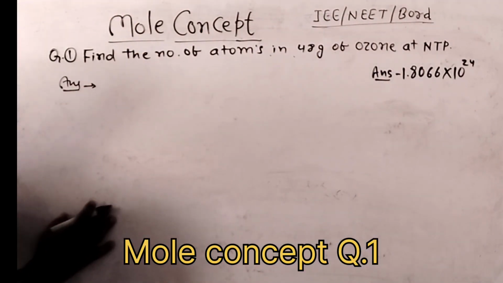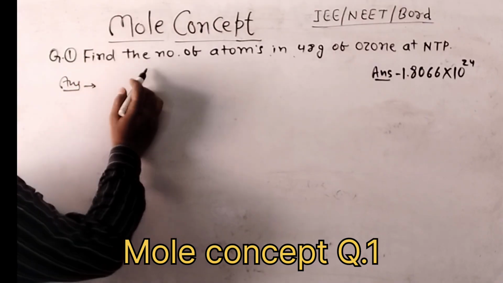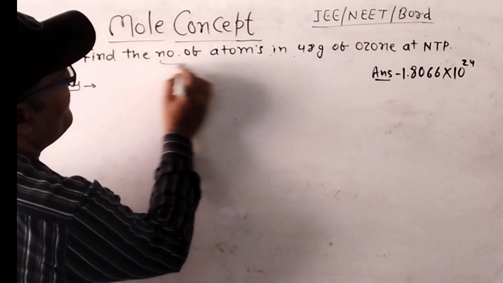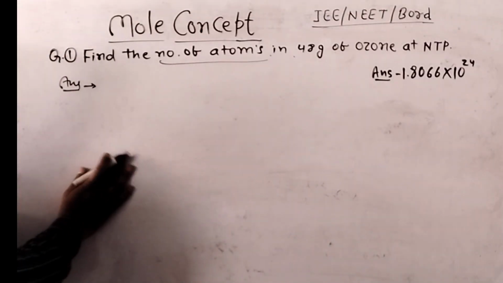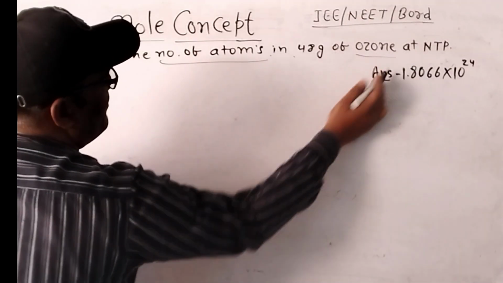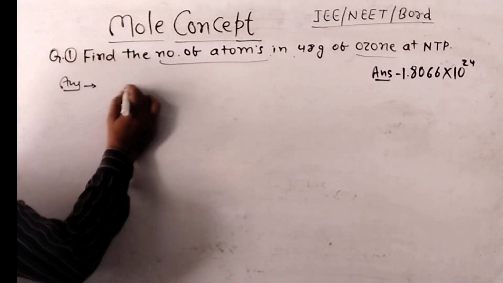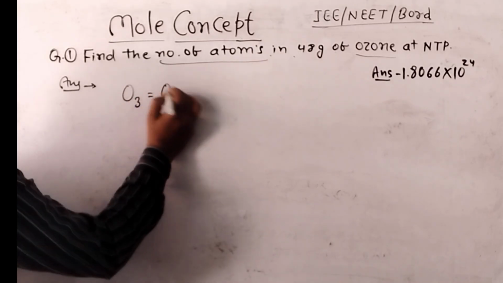Initially we will discuss a question. According to the question, find the number of atoms in 48 gram of ozone at NTP. So first, what is the molecular formula of ozone? The molecular formula of ozone is O3.